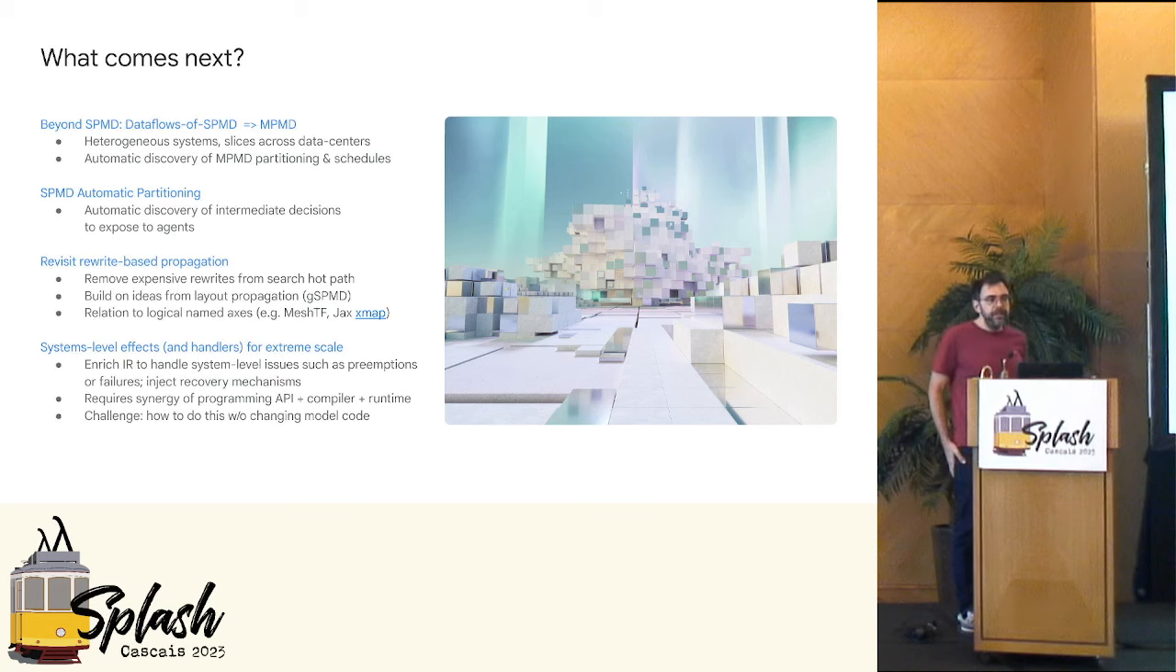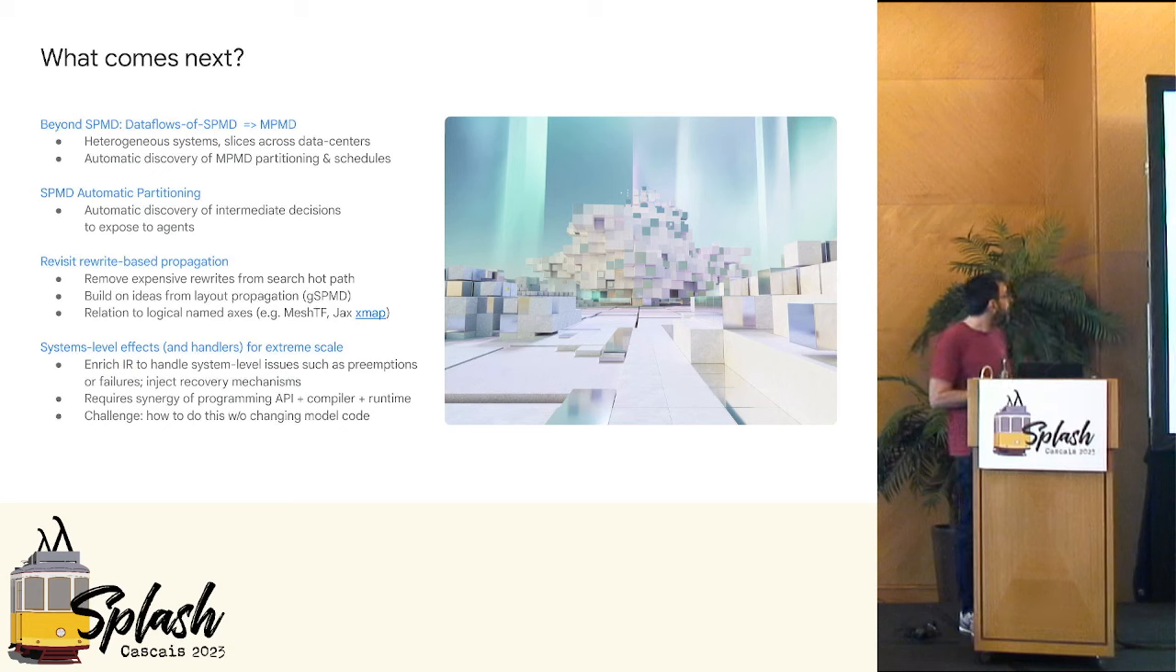Okay, so that's what we've done. I think you have a good overview of the whole system. So what comes next? The first thing, things that we are thinking about or will be thinking about in the future, is going beyond SPMD. SPMD is good, but it's very uniform to have these meshes. In reality, you want heterogeneous systems, clusters of GPUs and TPUs or different sized clusters. So you want to move from SPMD to data flows of SPMD, or MPMD.